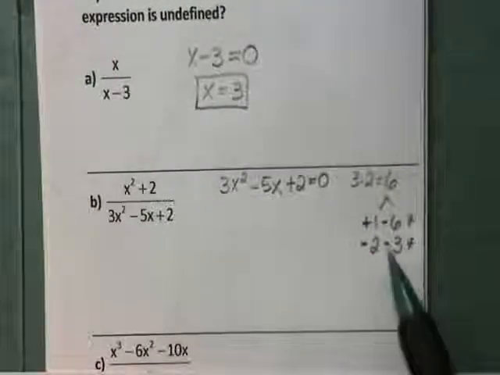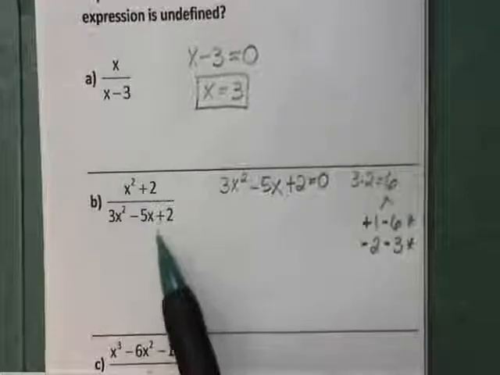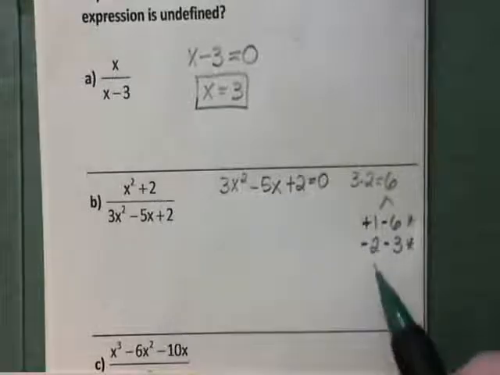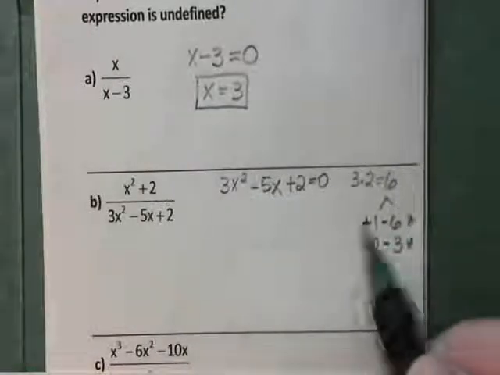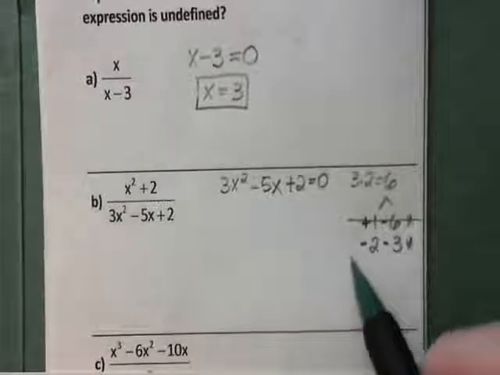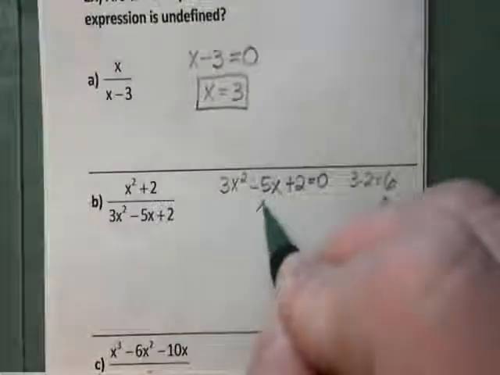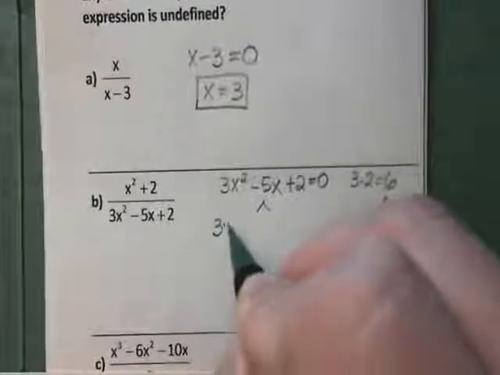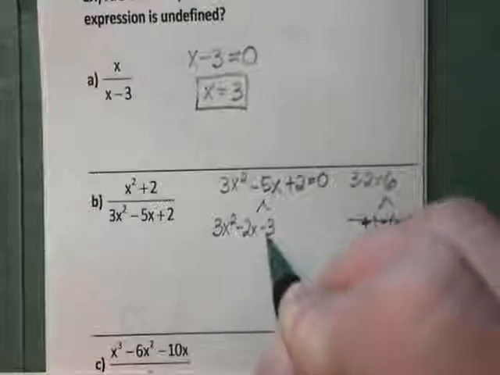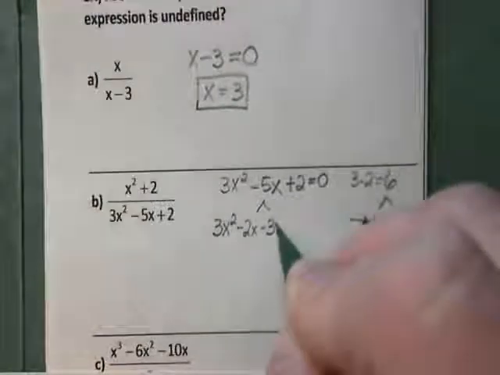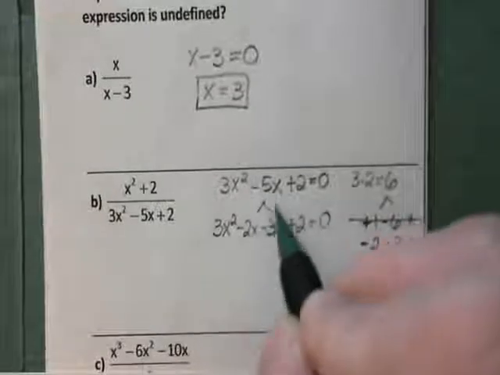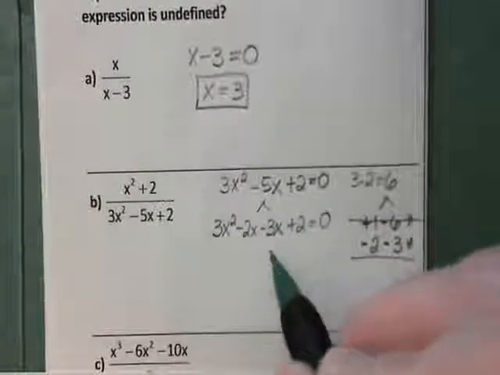Final check. When I multiply the signs, I should get the same sign as the last term. So a negative times a negative gives me a positive, so that is good. A negative times a positive gives me a negative, so that means this is out of the picture. That doesn't work. So my numbers are negative 2, negative 3. So we're going to copy the first term, bring down negative 2x, negative 3x, and bring down the 2. So basically I split up the 5 as negative 2, negative 3.